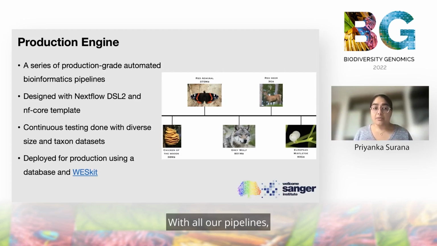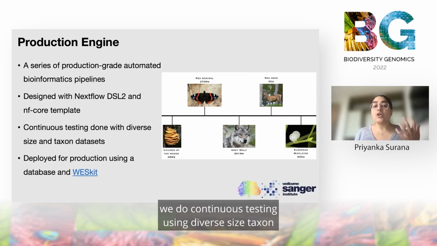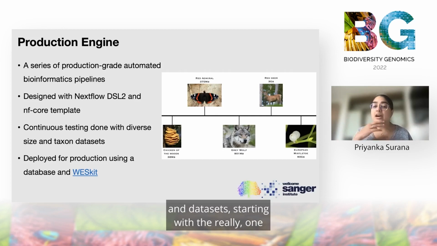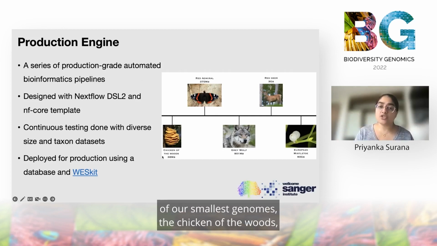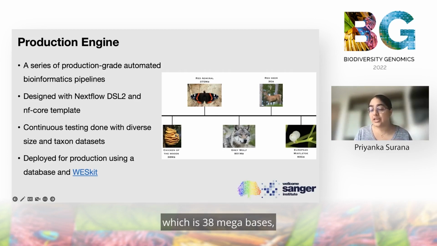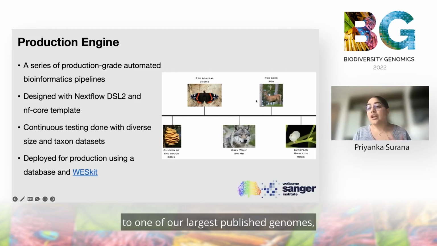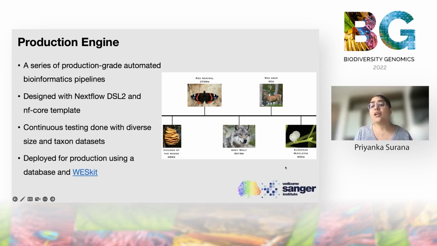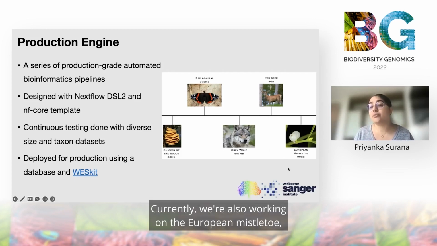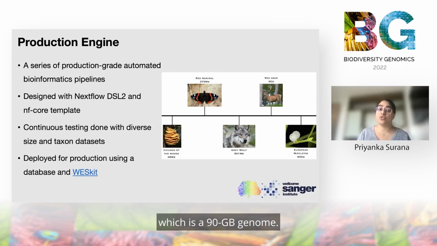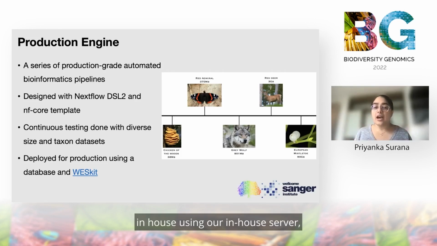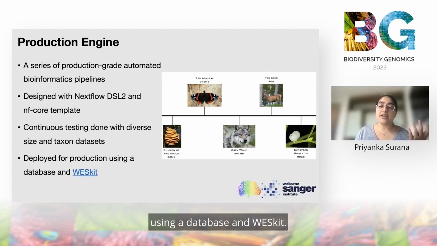With all our pipelines, we do continuous testing using diverse size taxon and data sets, starting with one of our smallest genomes, the chicken of the woods, which is 38 megabases, to one of our largest published genomes, the red deer, which is at 3 GB. Currently, we're also working on the European mistletoe, which is a 90 GB genome. All this is deployed for production in-house using our in-house server, using a database and WestKit.